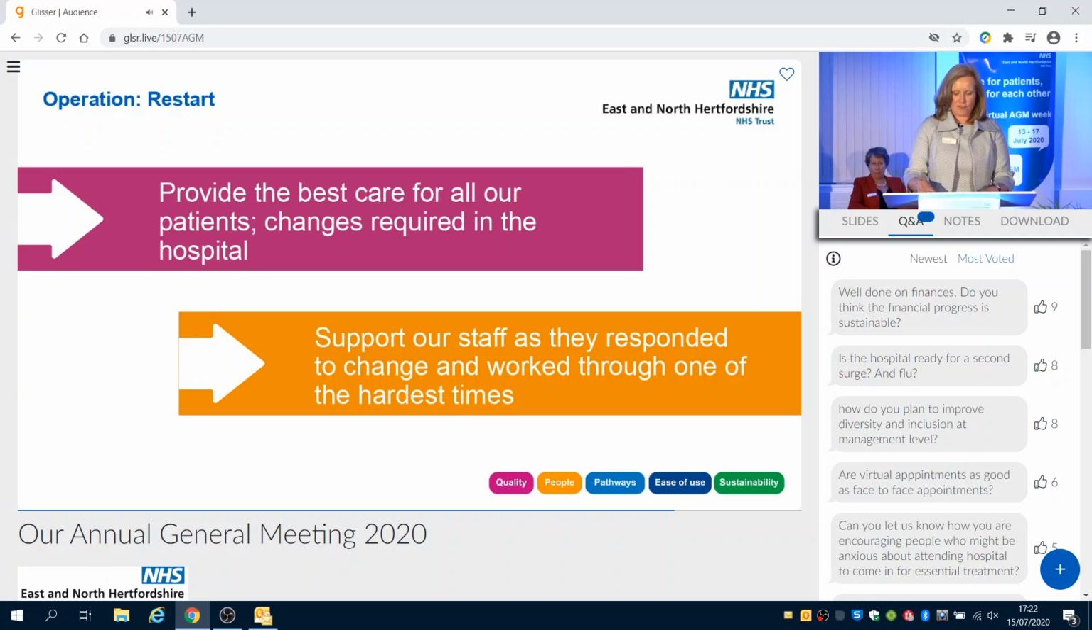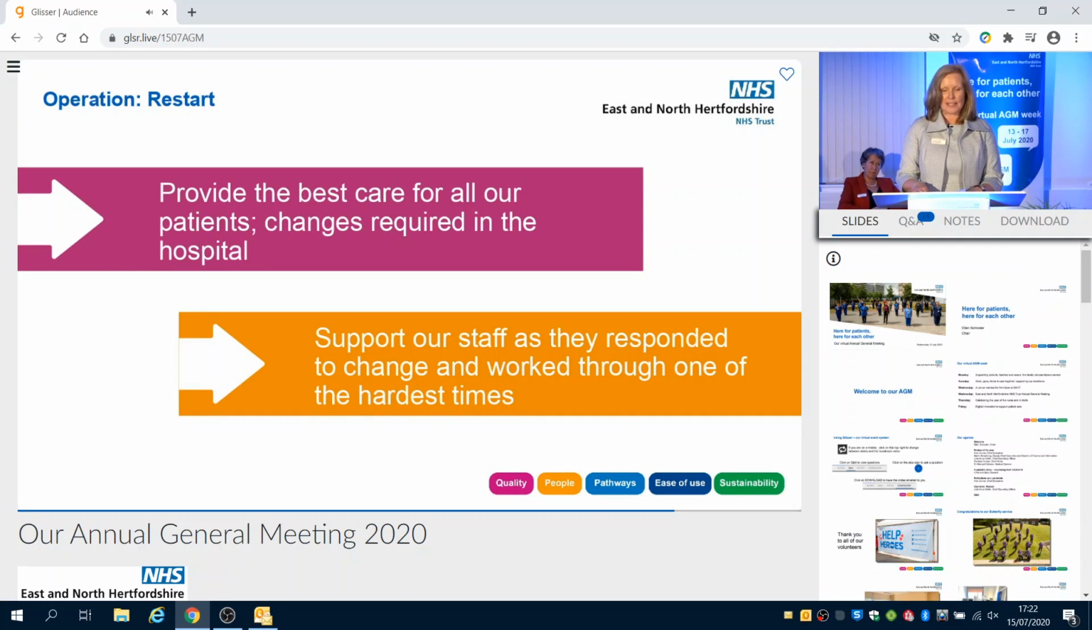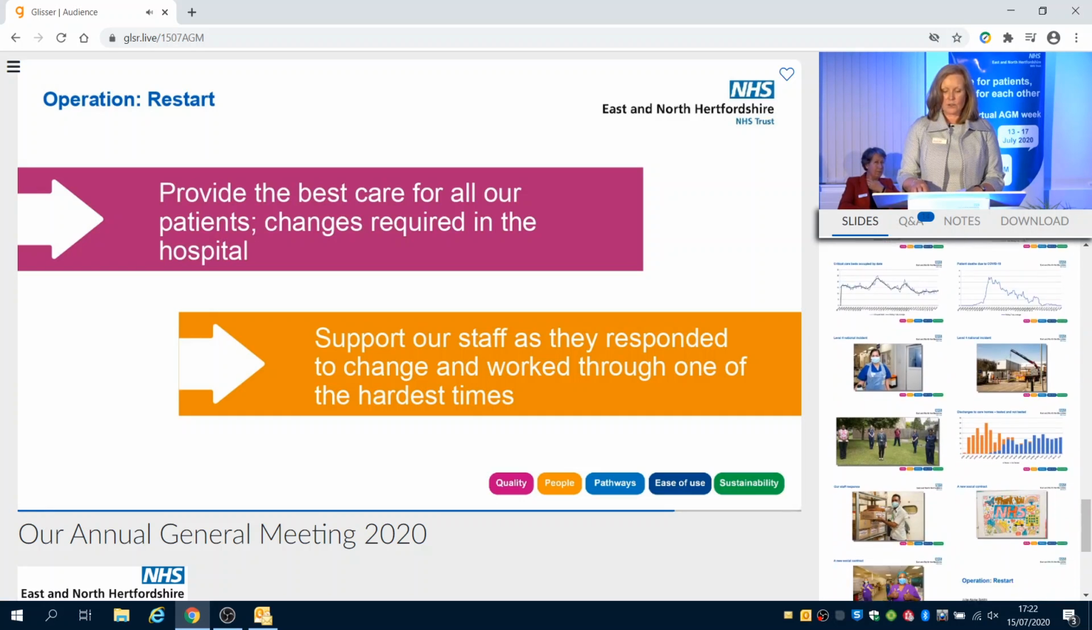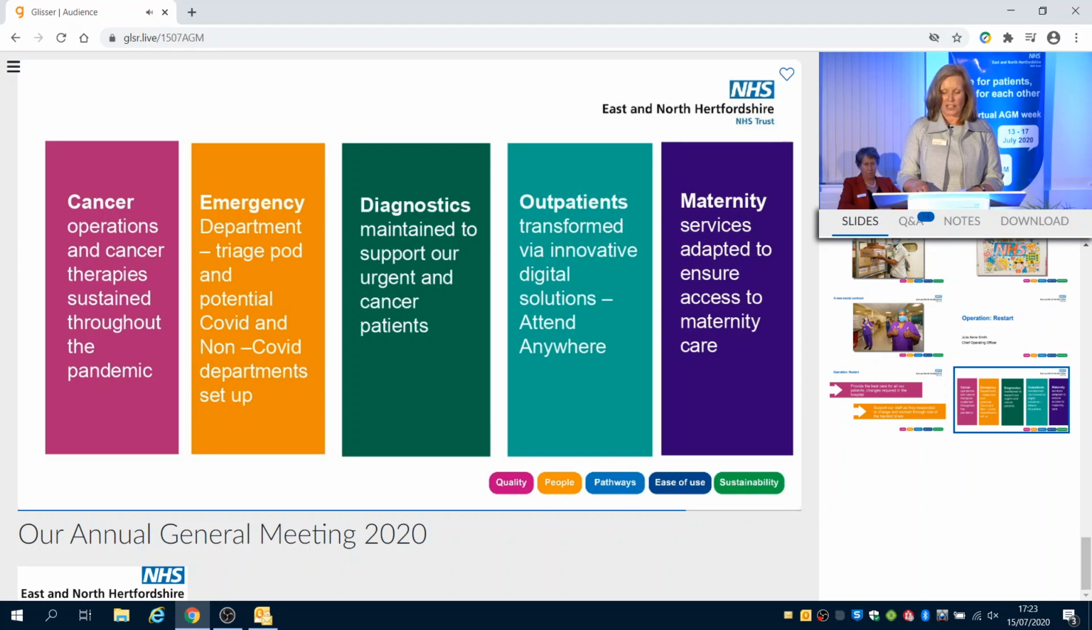So, Operation Restart is our approach to restarting services, and we focused on the same principles that have been our guiding light in the COVID response. Firstly, to give the best care to our patients, and in order to do that, be open to the fact that it might require us to change some things in the hospital. And secondly, to prioritise support for our staff as they continue to work through those changes and respond to the needs of our patients. Next slide, please.